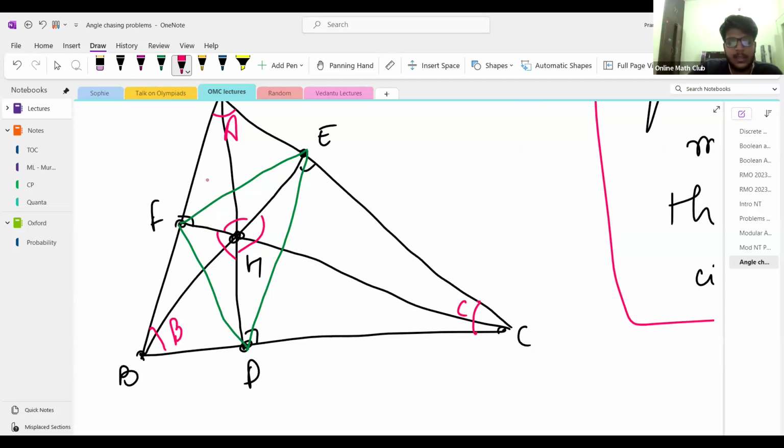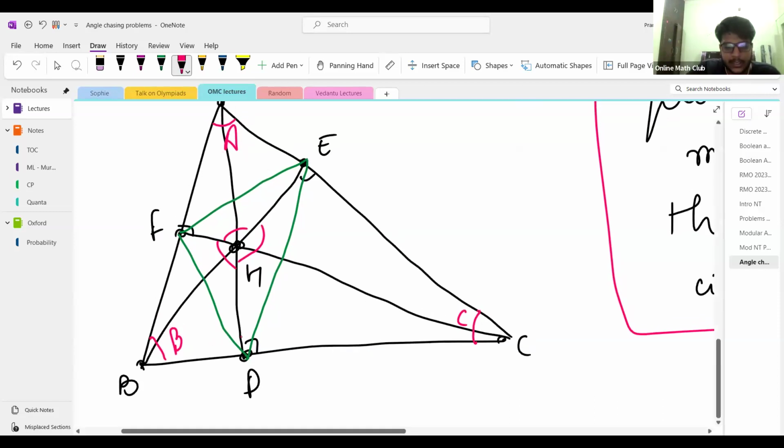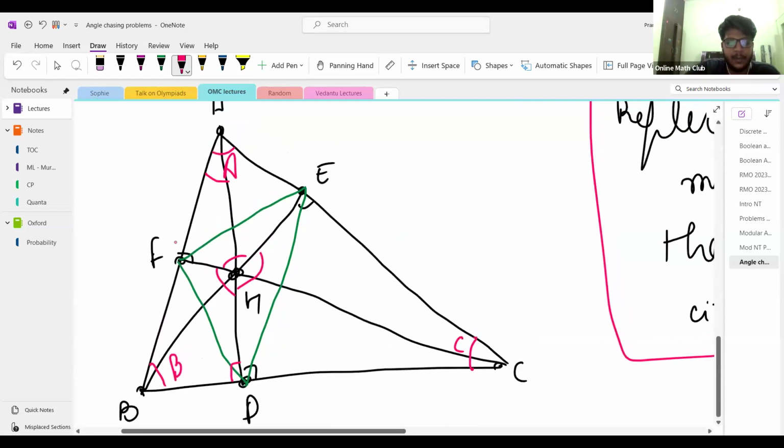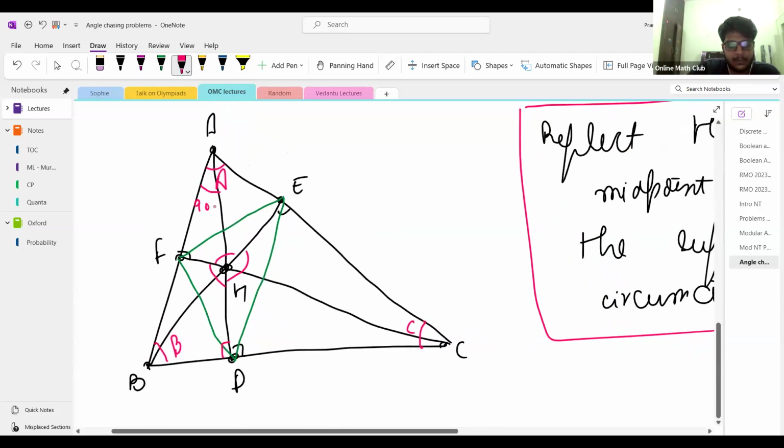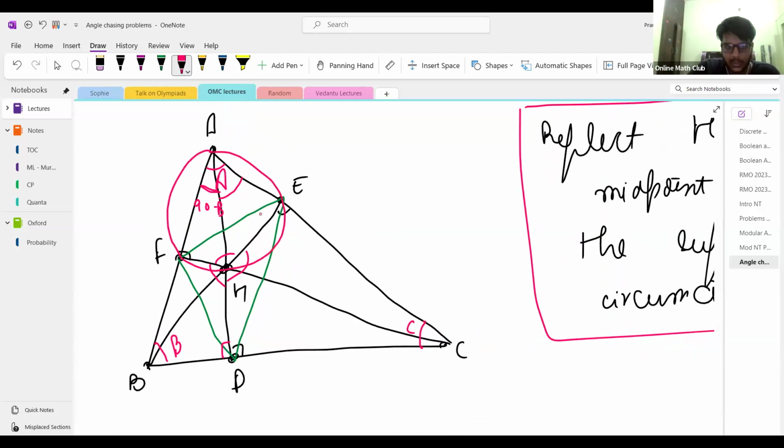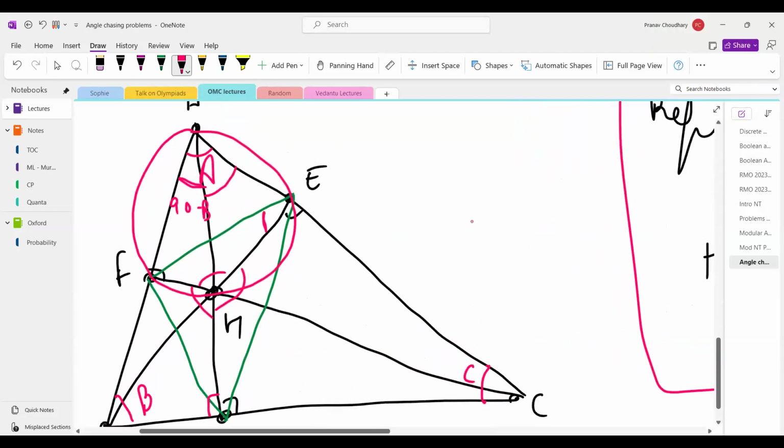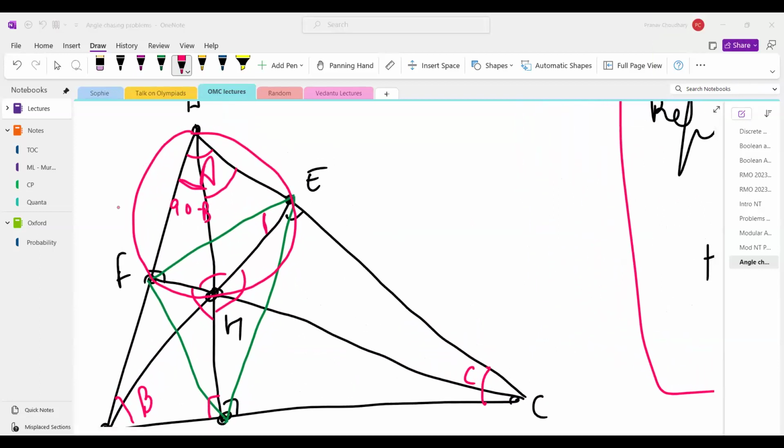Okay, what other angles? So you know that this is 90. So you can find this angle from triangle ABD. It will be 90 minus B. Similarly, you can find this angle. If you can find this angle, you know AFHE is cyclic. So you can find this angle. In fact, you can show AFHE is cyclic because AHE is 90 degrees and AFH is also 90 degrees.